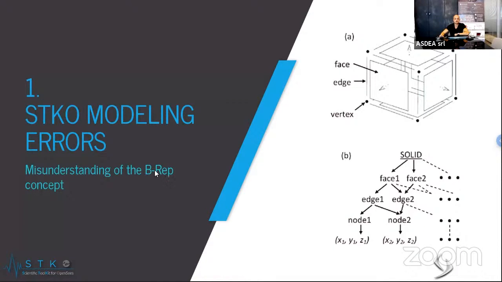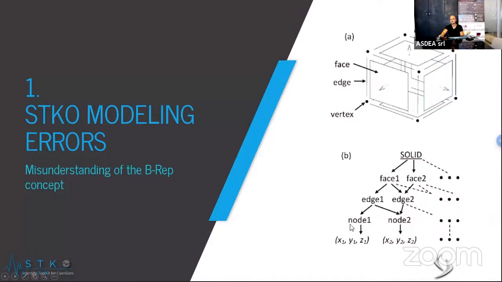BREP stands for boundary representation, and it means that every geometry, every solid geometry or surface geometry, is represented by its boundaries. For example, in this case, I have a solid. A solid is actually a piece of volume that is bounded by a shell. A shell is a collection of faces.